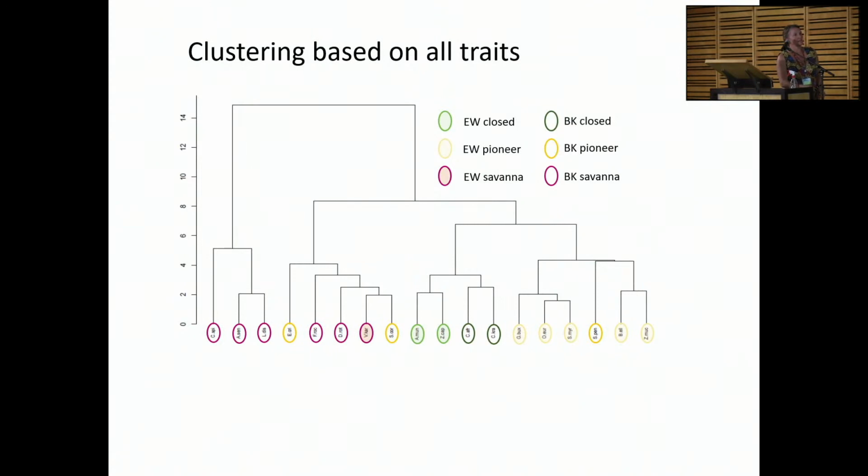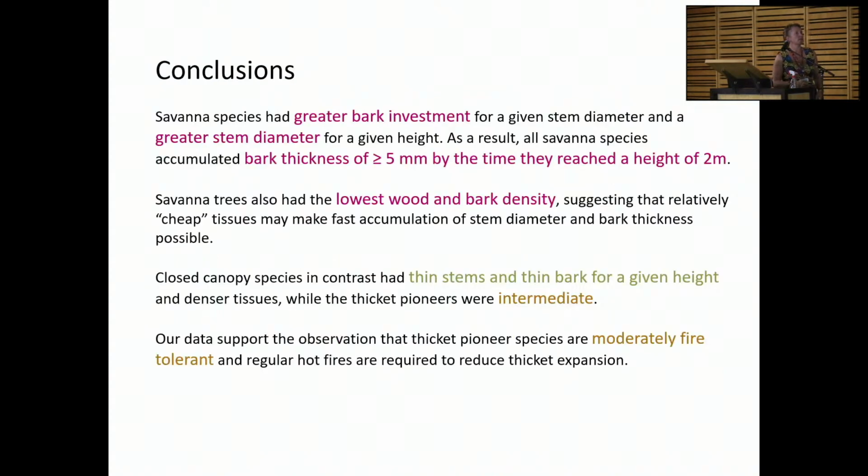And most of the drier site pioneers came out closer here. So the pattern overall, if you combine all these traits, was also as expected. So to conclude, savanna species had greater bark investment for a given stem diameter and a greater stem diameter for a given height. And so together that means that by the time they reached 2 meters, they had bark that is, in many studies, sort of the threshold where half of you can survive, or at least not be top killed. And they also had the lowest wood and bark density, suggesting that these cheaper tissues made that possible.